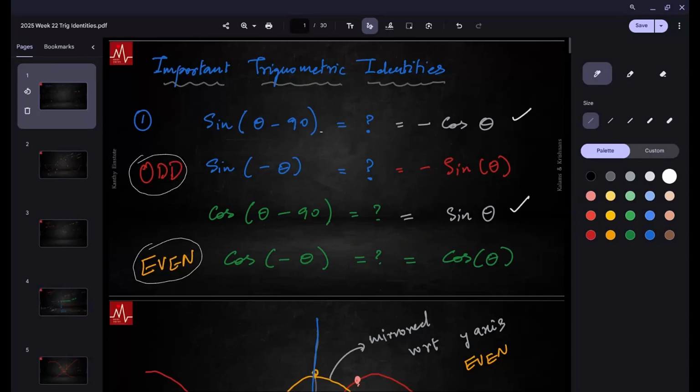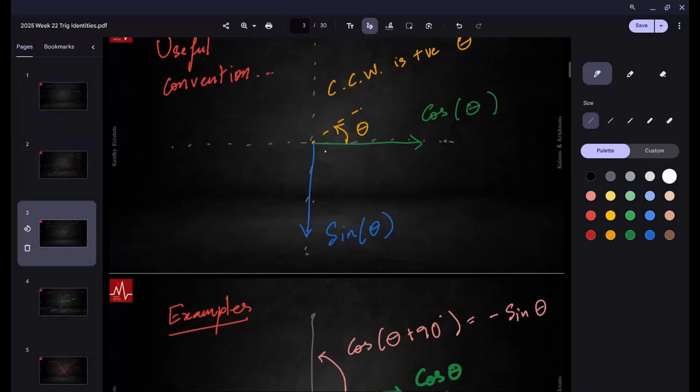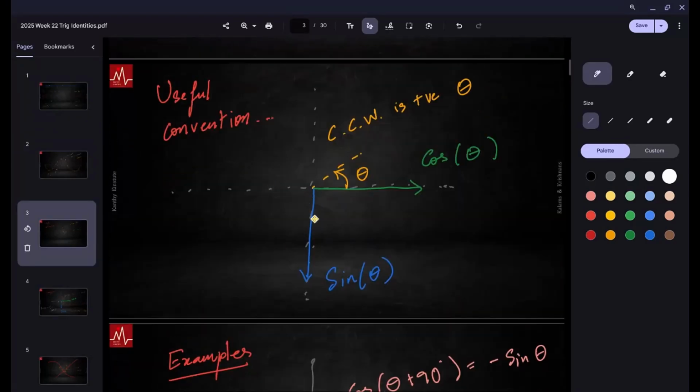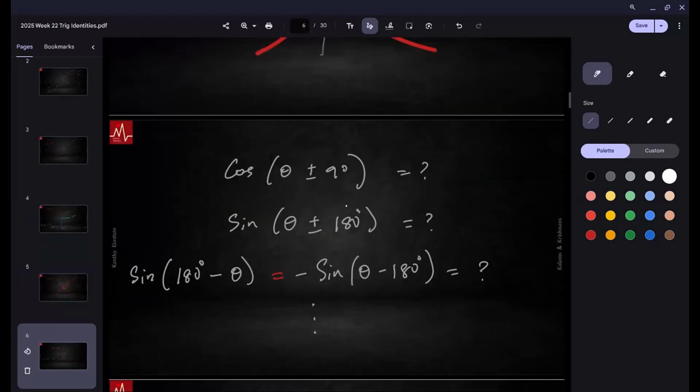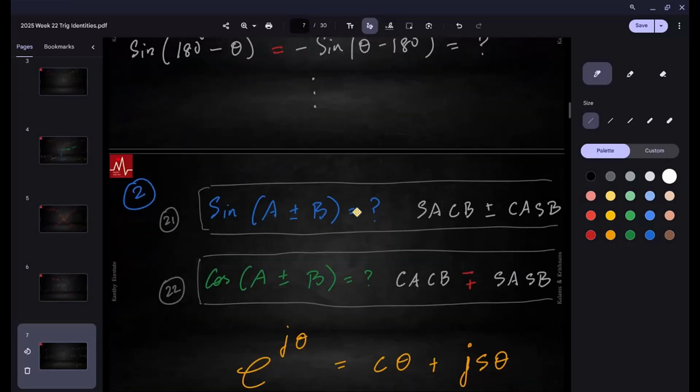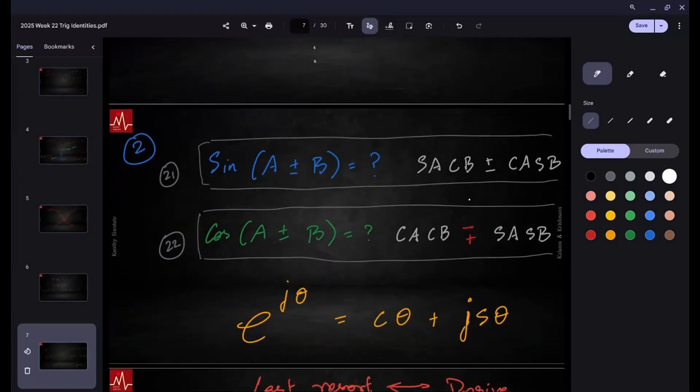Okay, and then we looked at a mnemonic. So using this convention of sin is negative y, cos is positive x, you can get any relation between sine and cos. Any angle changes, plus or minus 90 degrees, plus or minus 180 degrees, you can easily get. That we saw.